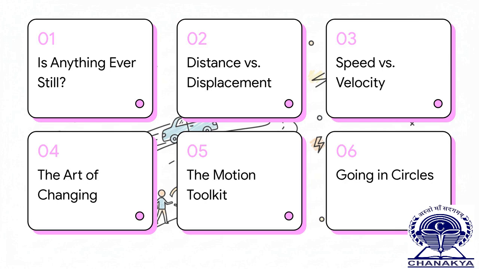So, here's the game plan. We're going to start by really digging into that reference point idea. Then, we'll add two new pairs of tools to our kit, distance versus displacement and speed versus velocity. After that, we'll get into the art of changing motion, assemble our whole toolkit, and then finish up with a real mind-bender about going in circles.